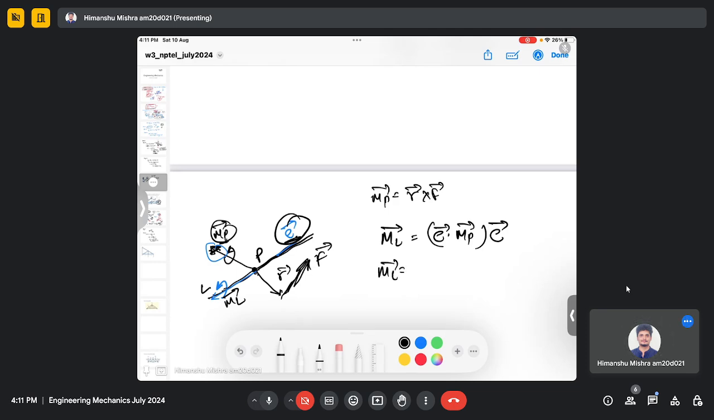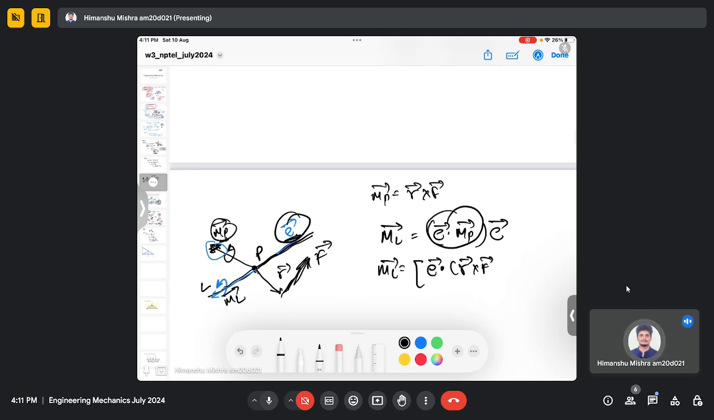I can write ML as E dot MP. This will give you the magnitude, right? But since this is a vector, you need a vector quantity on the right hand side also. So E dot M will give you some scalar, the magnitude of that projection vector, the vector ML.